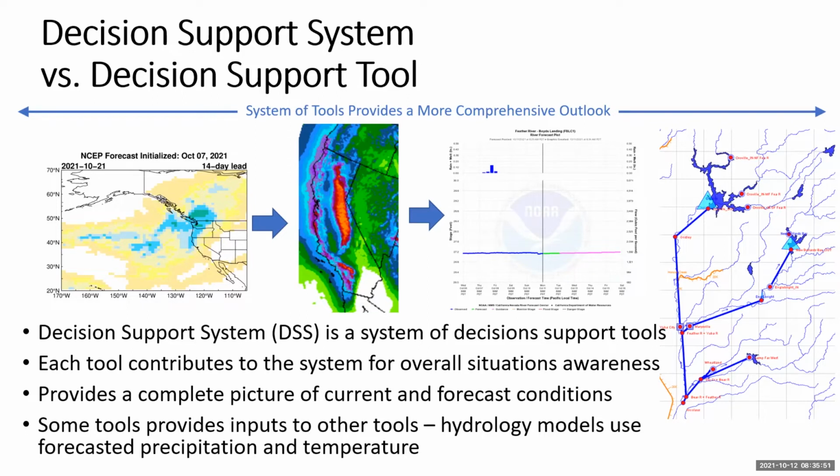And some of these tools also feed into other tools. Hydrologic models use forecasted precipitation and temperature. The products that come out of hydrologic models often go into operational models and are then routed through the reservoir and routed downstream to see what the impacts are. So there's quite a bit of dependency among all the DSTs to support the overall decision-making process.